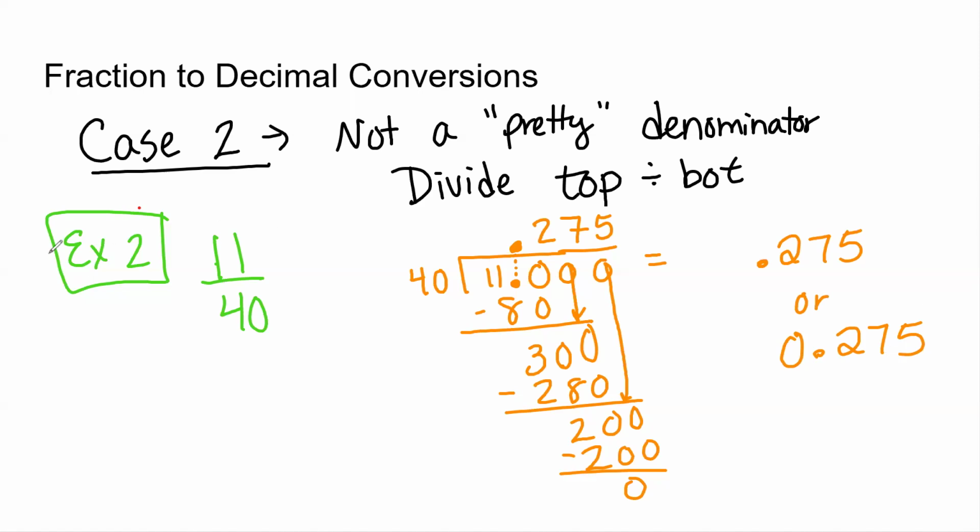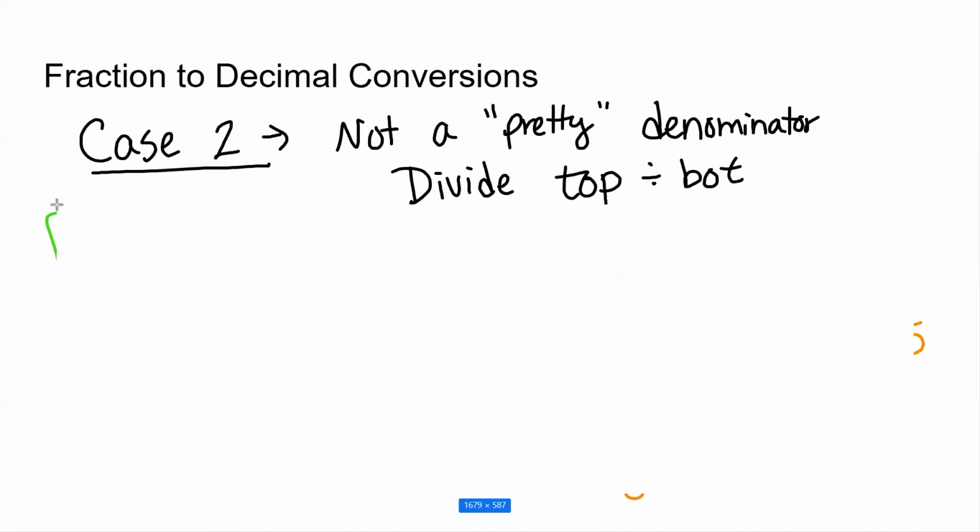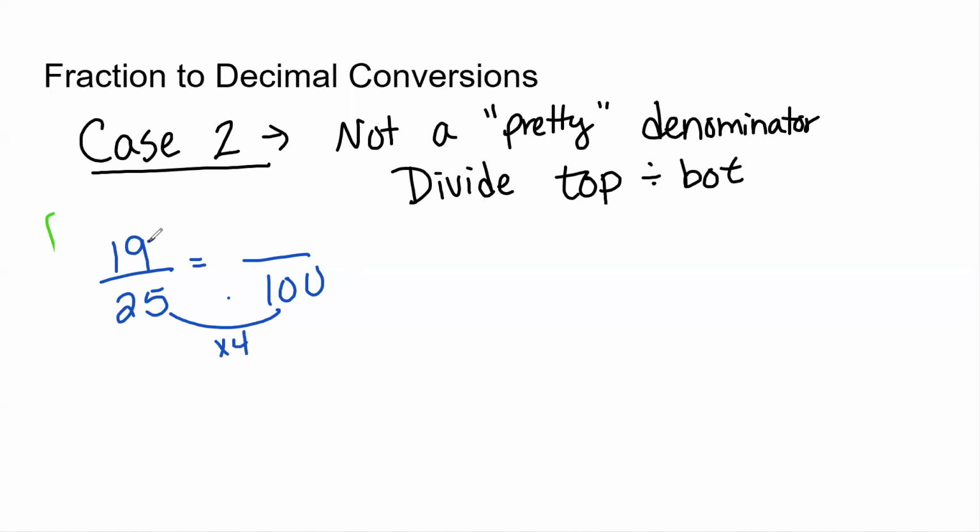Now, this method also works for case 1. If you don't want to mess around with having to change it, you don't have to. So let me do 19/25. Now this one we could do the quote easy way. This does change to 100. Again, think of quarters. You could times by 4, and you could times by 4, and 19 times 4 is 76. And then this is 0.76, 76 hundredths. Now, I think that's a faster way to do it, but you do not have to do it that way.